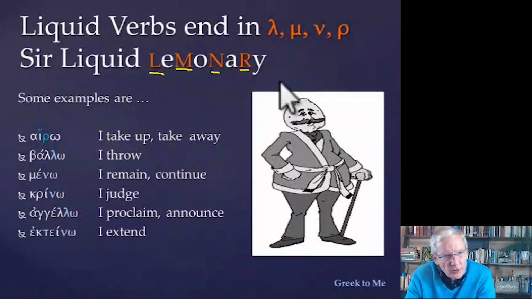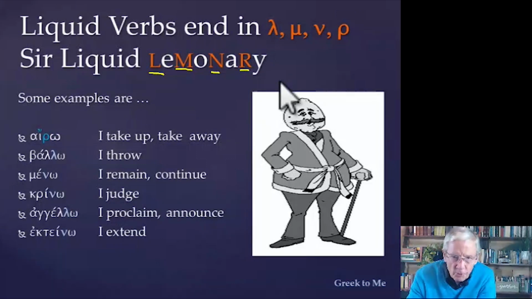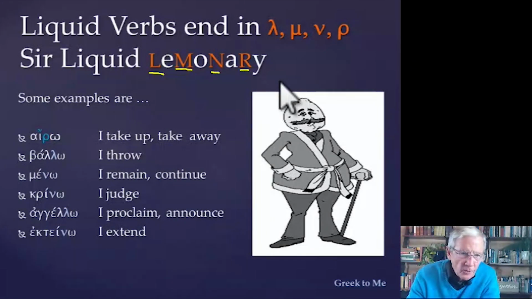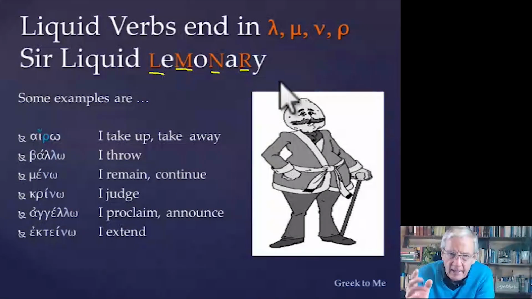Now, let's take a look at the words here. We have iro, it ends in a rho. Balo, we've had before, I throw, ends in a lambda. Meno, I remain, abide, or continue, ends in a nu. Crino, also ends in a nu, I judge. Angelo, or one of the forms of angelo, ends in a lambda. And then a verb, ekteno, I extend or stretch out. Each one of those words ends in one of those four consonants: lambda, mu, nu, and rho.